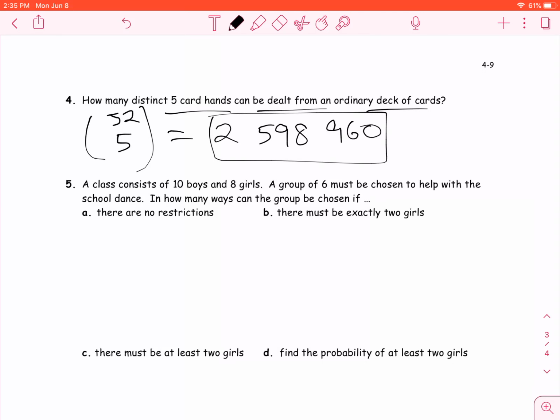All right, one last question that deals with grouping. A class consists of 10 boys and 8 girls. I'll take out my highlighter, that's some good information. A group of 6 must be chosen to help with the school dance. How many ways can the group be chosen if? As a total, there are 18 members that I can choose from because 10 plus 8 is 18, and I must choose a group of 6.